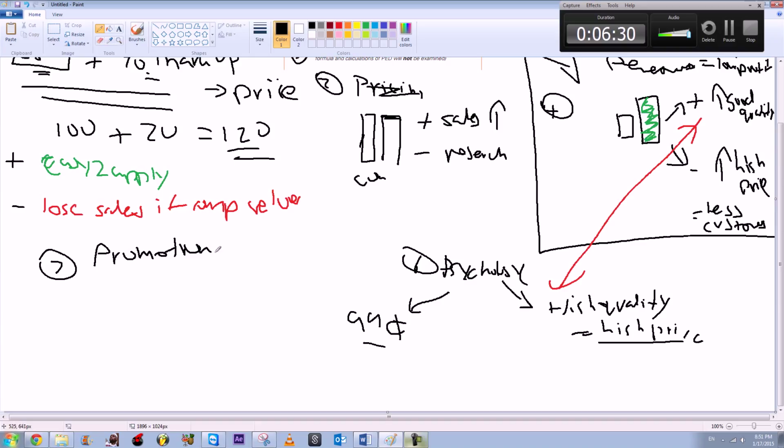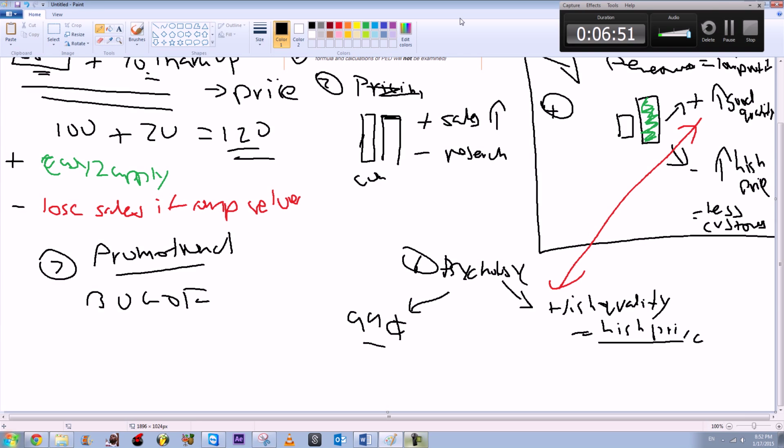So promotional pricing is what most of you would already know. It can be in terms of buy one get one free. It can be in terms of all those loyalty cards and stamps and so on. They use it, it's really common.